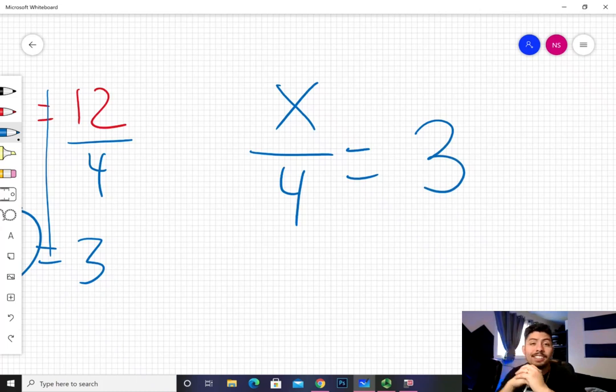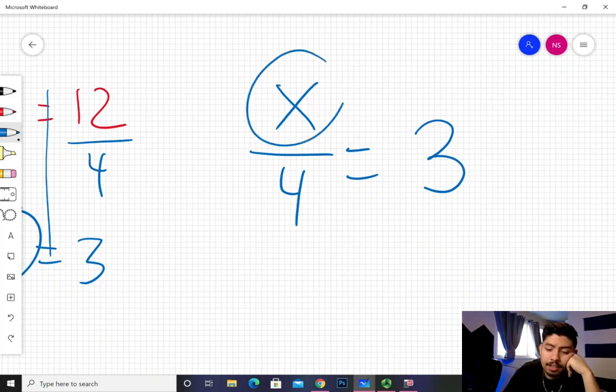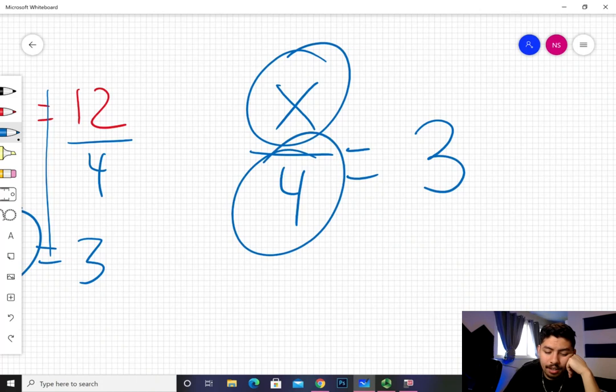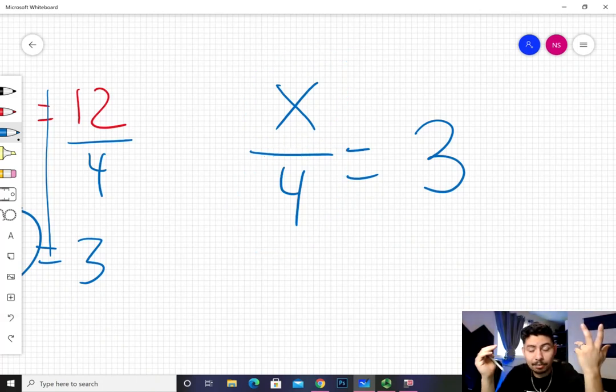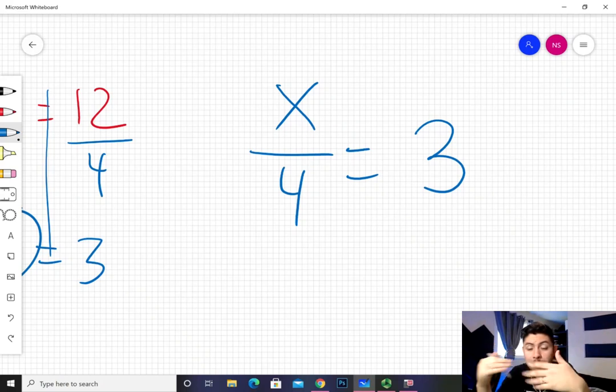Okay, here, this one's a lot more visibly obvious. This is a fraction, right? You have a number divided by 4 should give you 3. Again, you could guess and check, but I don't want you to. I want you to use the math.